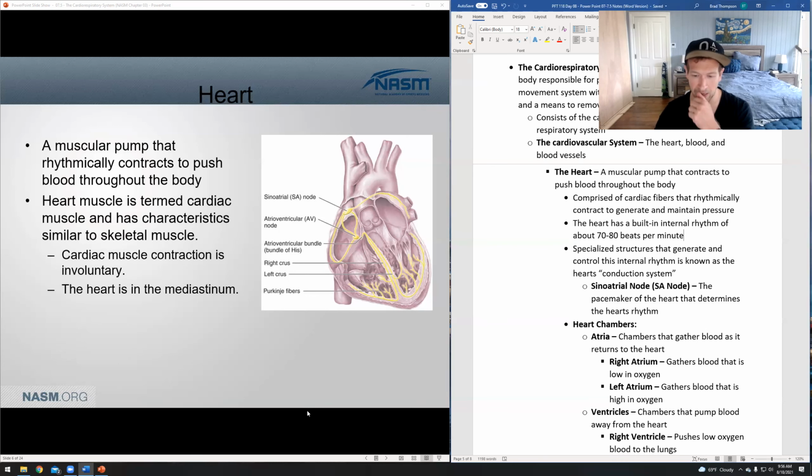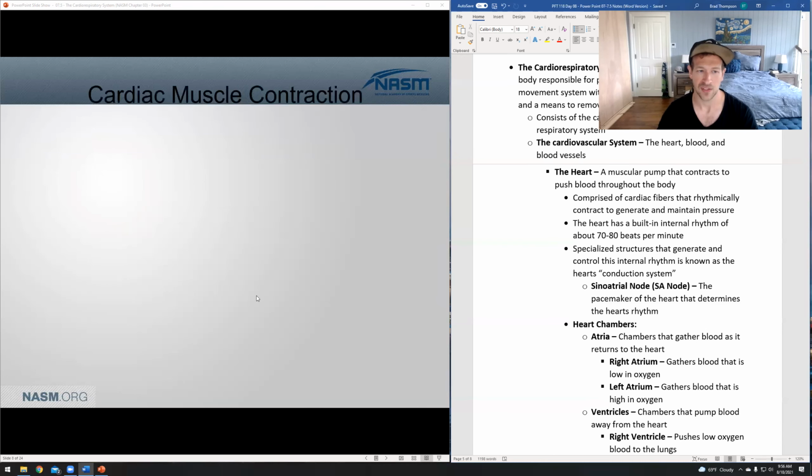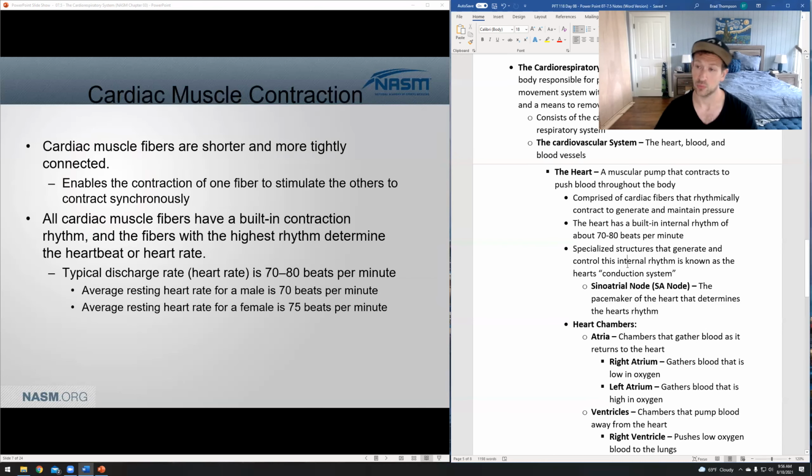So there is a built-in rhythm in that cardiac muscle. Cardiac muscle is really good at contracting. We look at some of the specialized structures of it. Cardiac muscles are a little bit shorter and they're really tightly compacted together. That is what makes it so good at, when one fiber contracts, it drags the other fiber with it. And it also makes it very easy for electricity to jump from cell to cell to cell and move across everything really rapidly.